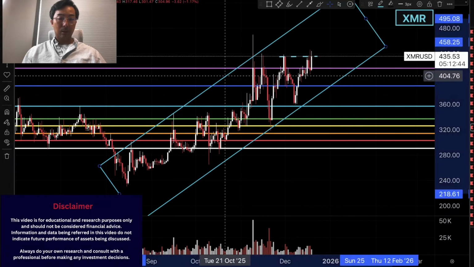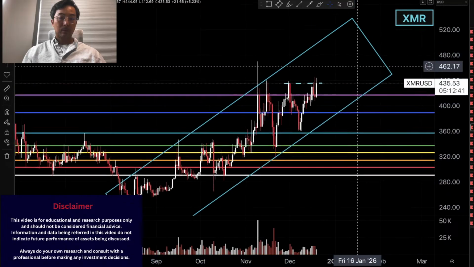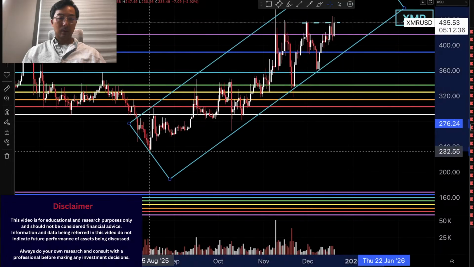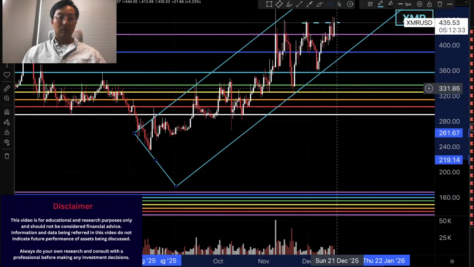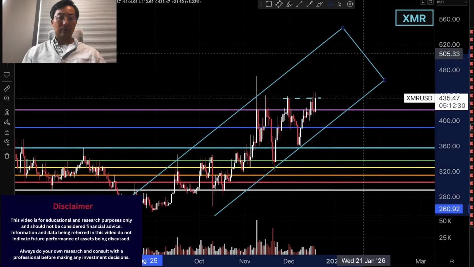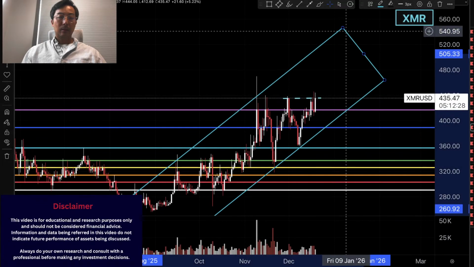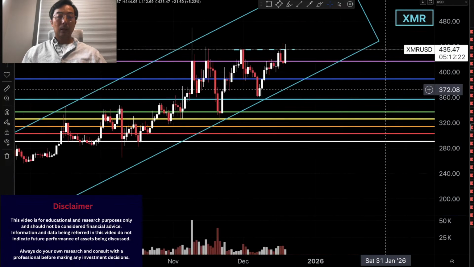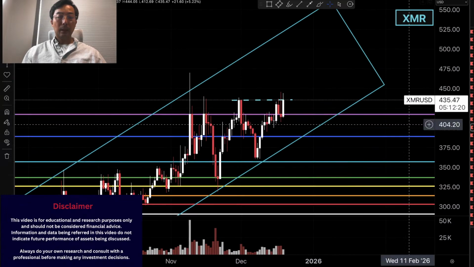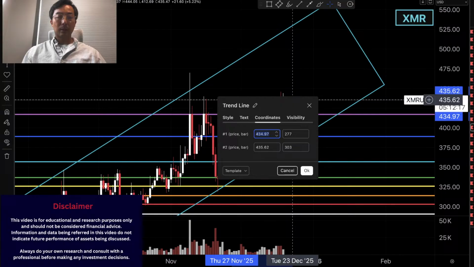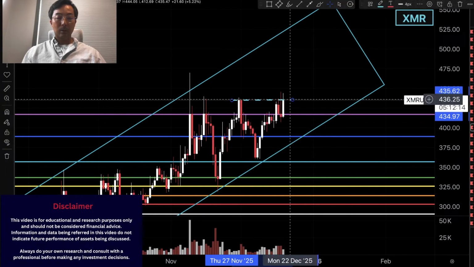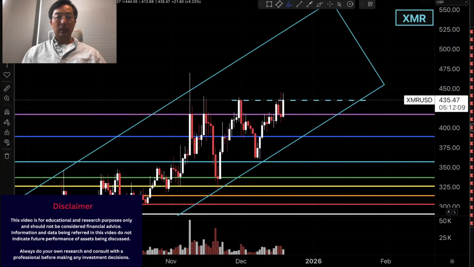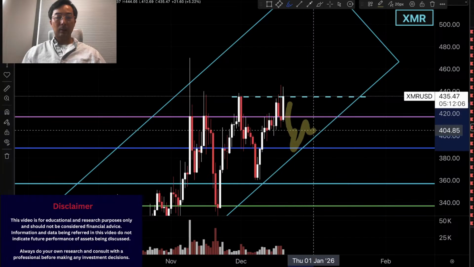Let me adjust this a little. Assuming this is the rate of ascent, the rate of climb. Let's assume that this is it. So these dates, let me extend this line as well. These dates we are looking at, assuming the price continues to trade along these lines.